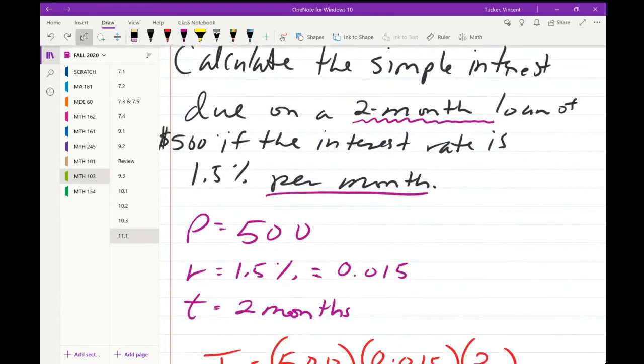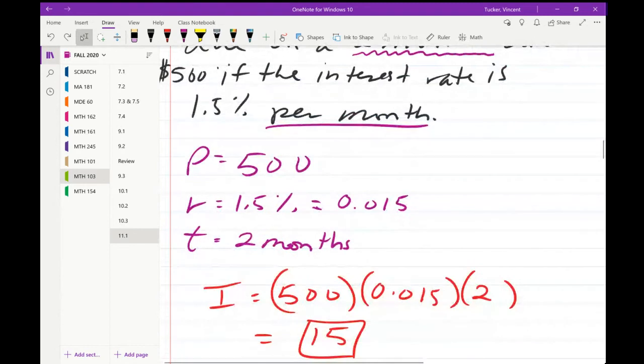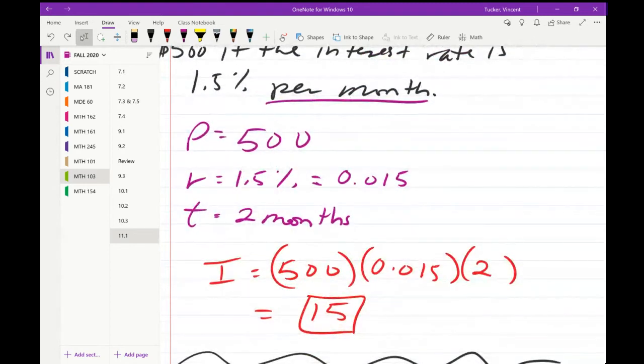So if your rate is per month, then we write down our PRT. P is 500. R is still at 1.5%, 0.015. But my T is in months, and it can stay in months because our rate is per month. So 500 times 0.015 times 2, and it'll be $15.